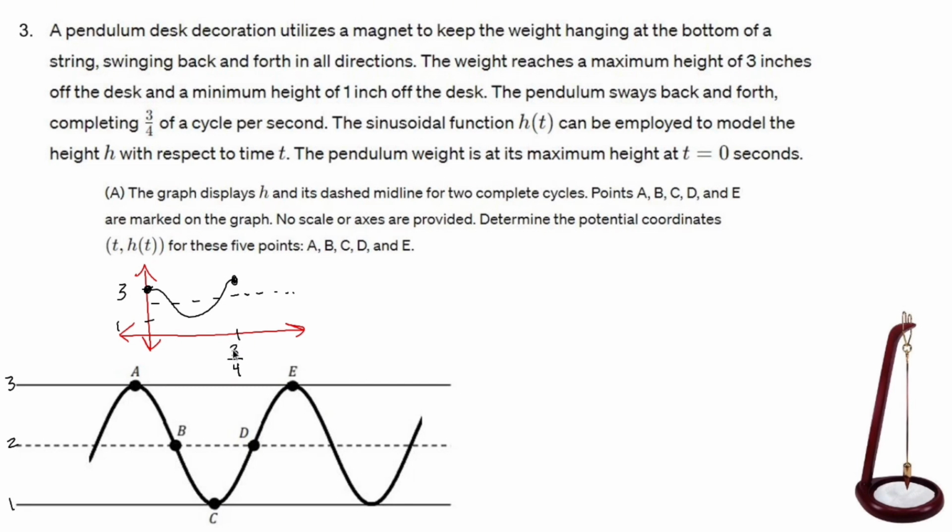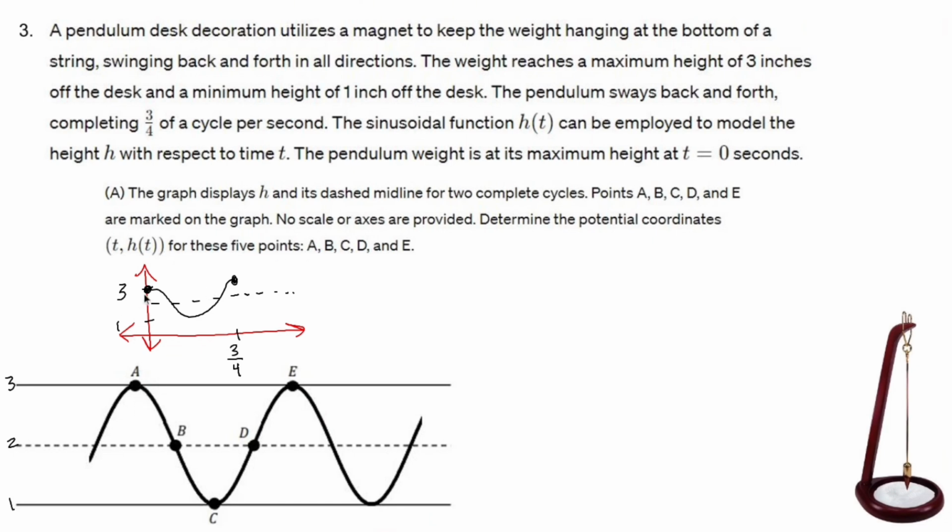My period is 3/4. Now, I don't know if I'm going to need this, maybe I will, maybe I won't, but I have this already. So the graph displays h and its dashed line midline for 2 complete cycles. Points A, B, C, D, and E are marked on the graph. No scalar axes are provided. Determine the potential coordinates t, h of t for these 5 points A, B, C, D, and E.